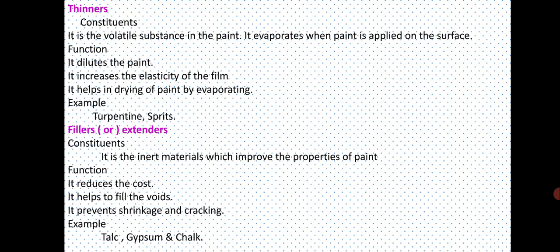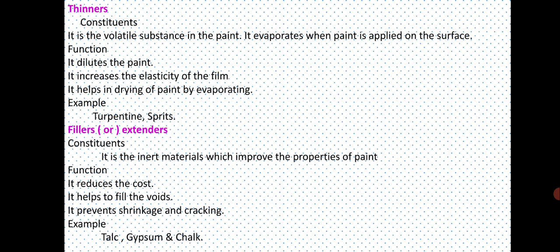Thinner. It is a volatile substance in the paint. It evaporates when paint is applied on the surface. Functions: it dilutes the paint. It increases the elasticity of the film. It helps in drying of paint by evaporating. Examples: turpentine and spirit.